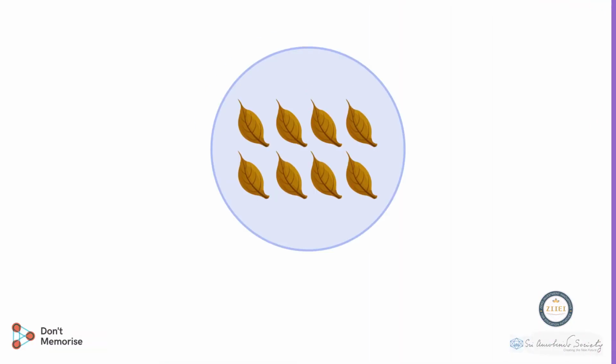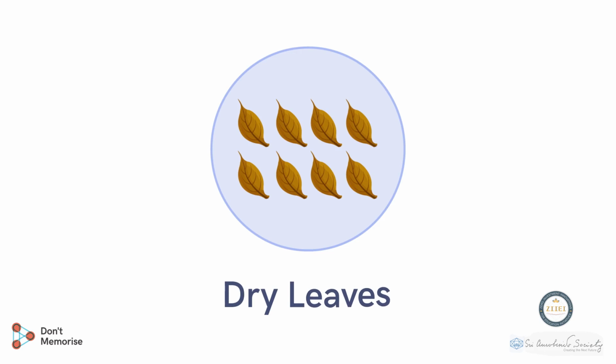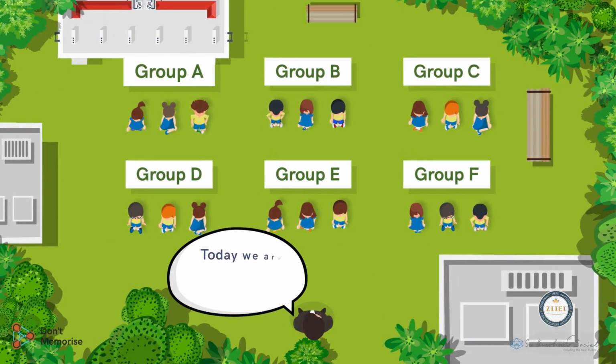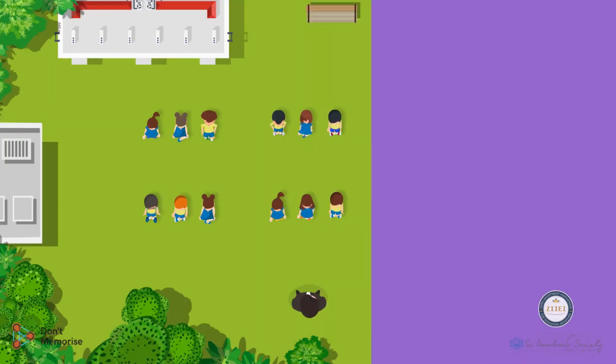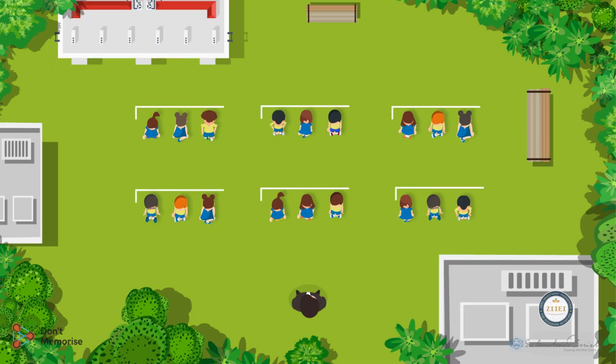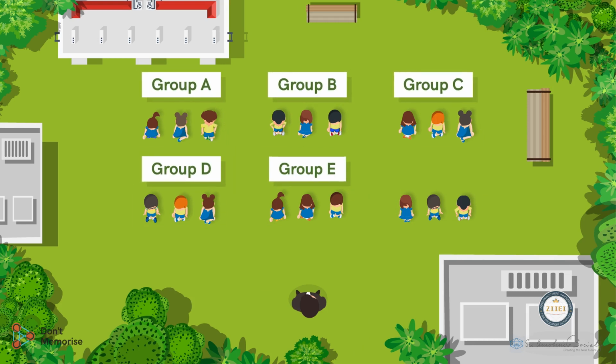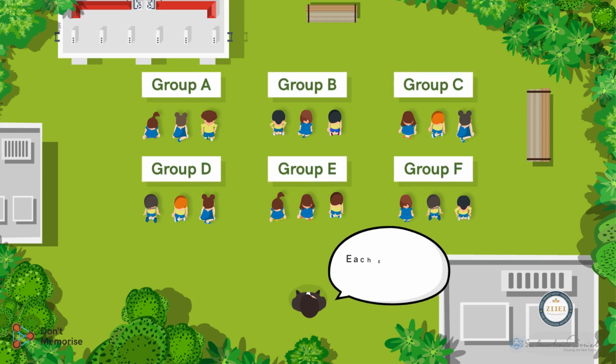To conduct the activity, we need some dry leaves. Inform the students that today they're going to play a game using leaves. Begin the activity by forming 6 groups of students and name them A, B, C, D, E and F. Make each group collect 5 dry leaves.